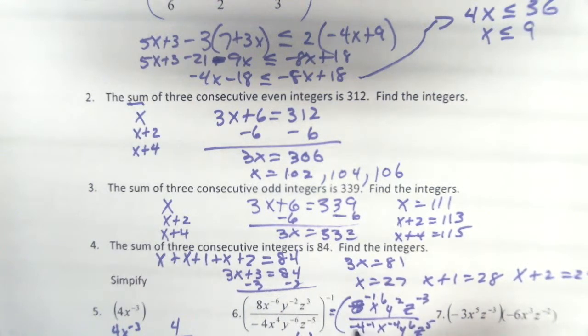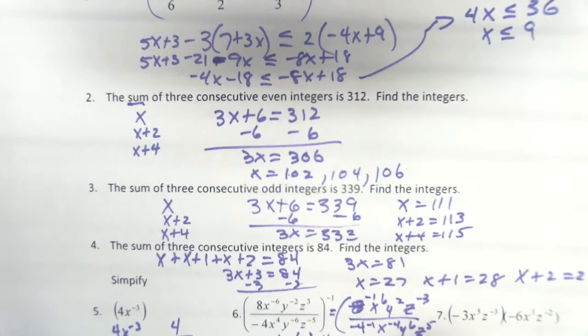On the bottom, the negative 4 would move up. Moving changes the exponent, not the base. So if it's a negative 4 on the denominator, it's a negative 4 on the top. Then we're going to move up the x to the 4th. The y to the 6th stays on the bottom, and the z to the 5th stays on the bottom.